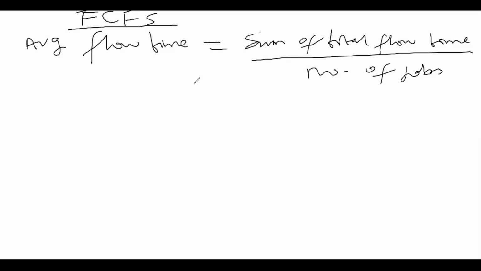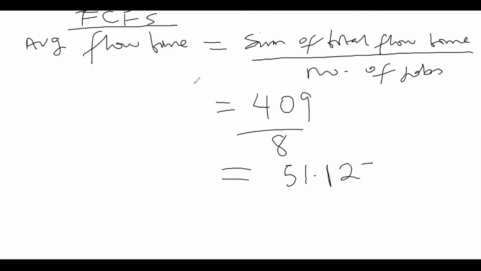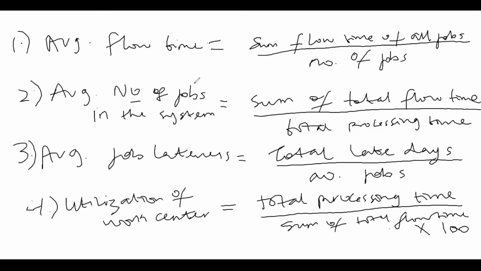So sum of total flow time gave us 409, and we know that there are 8 jobs. By the time we divide that, let me consult my calculator. 409 divided by 8 is 51.125. So let's take the next one, number 2, which is average number of jobs in the system.